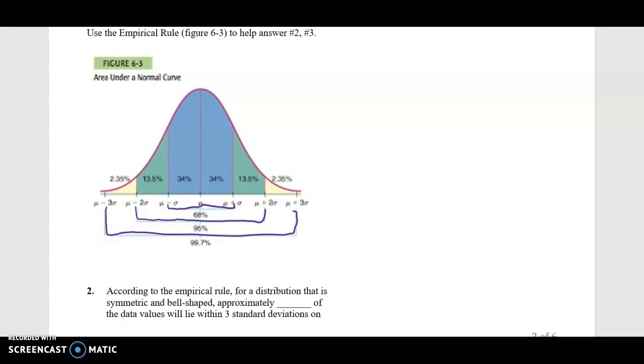So our answer to this question 2, according to the empirical rule, for a distribution that is symmetric and bell-shaped, approximately 99.7% of the data fall within three standard deviations of the mean.